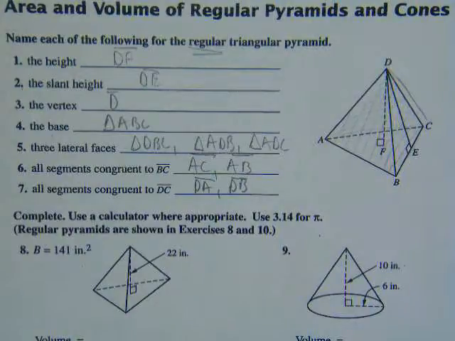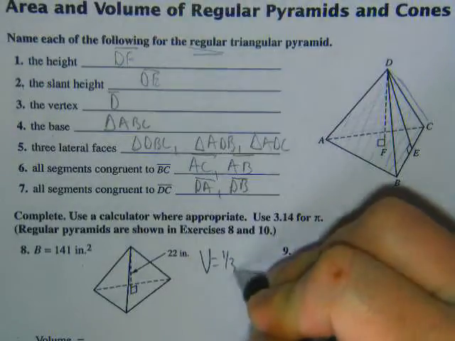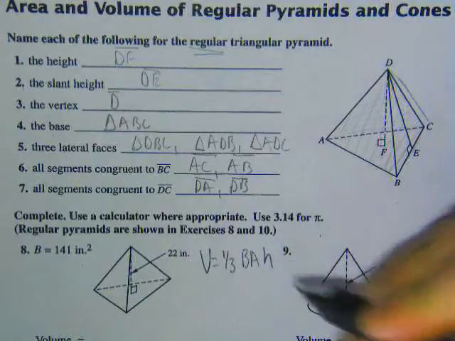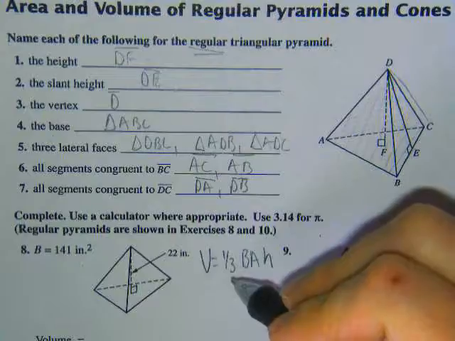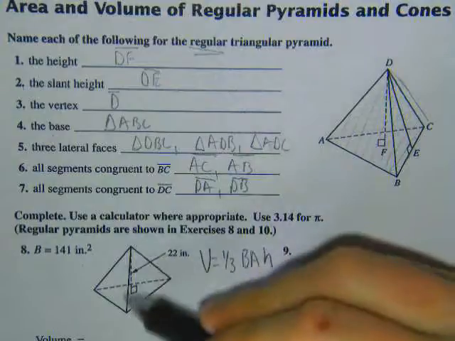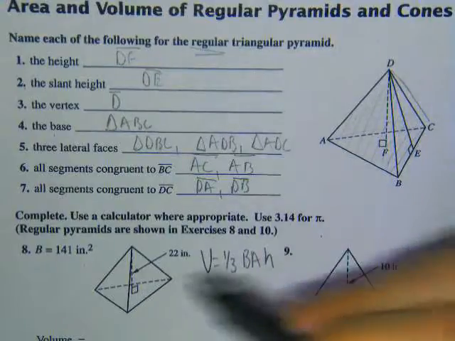Let's do some volume and lateral area and base area kind of stuff. So the volume for these pyramids and cones, the formula is volume is 1/3 base area times the height. So pretty much what we've been doing, except now we're going to multiply by 1/3. That has to do with it going to a singular point as opposed to going straight up, as we did with prisms and cylinders.